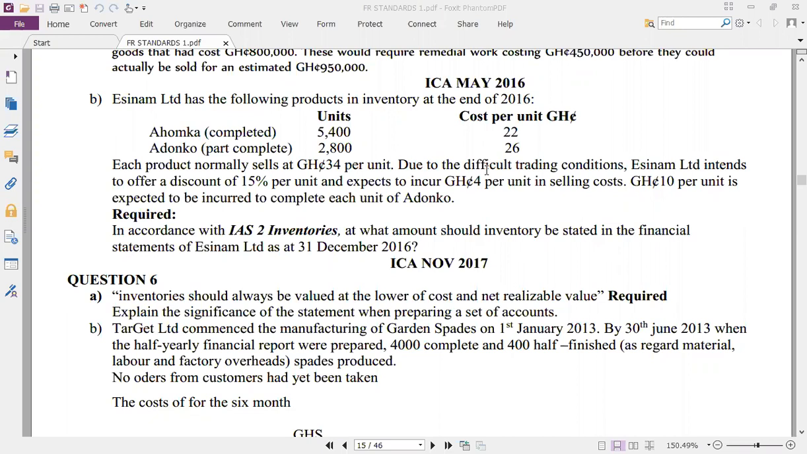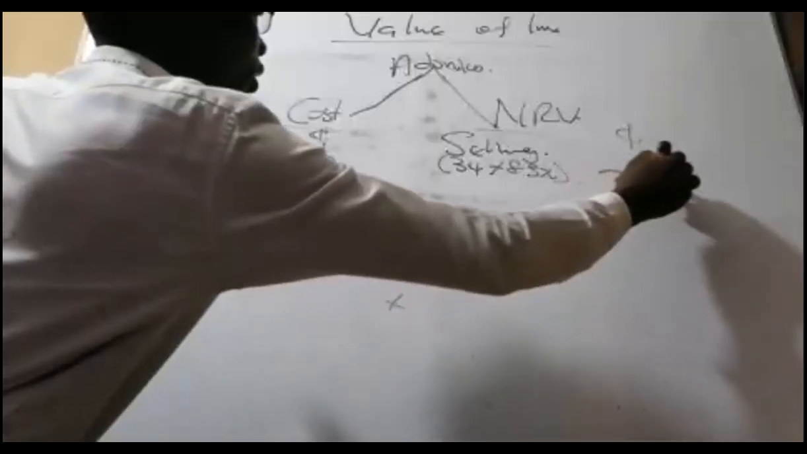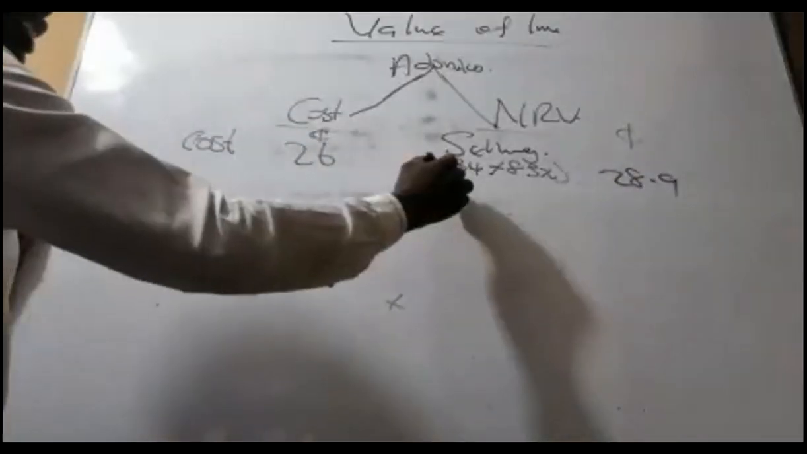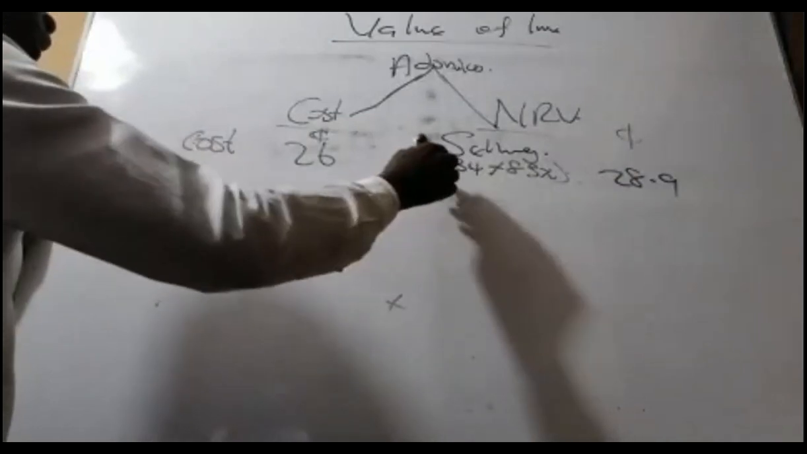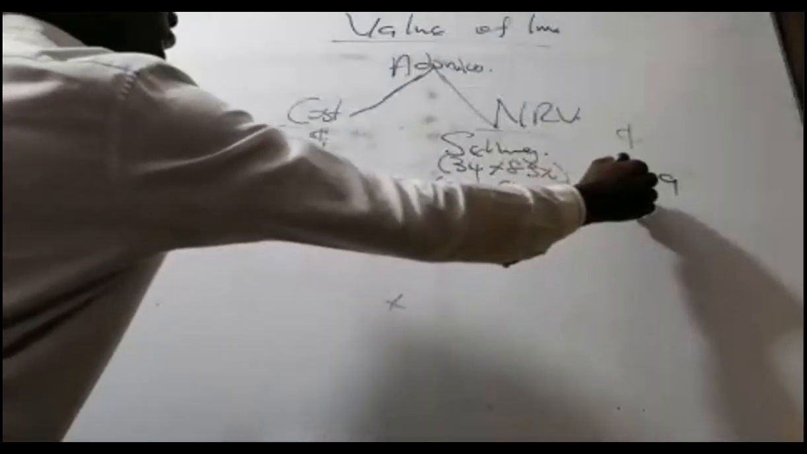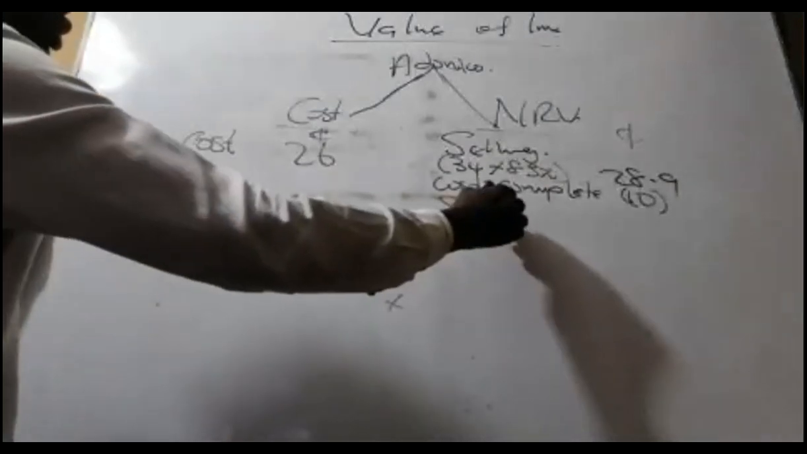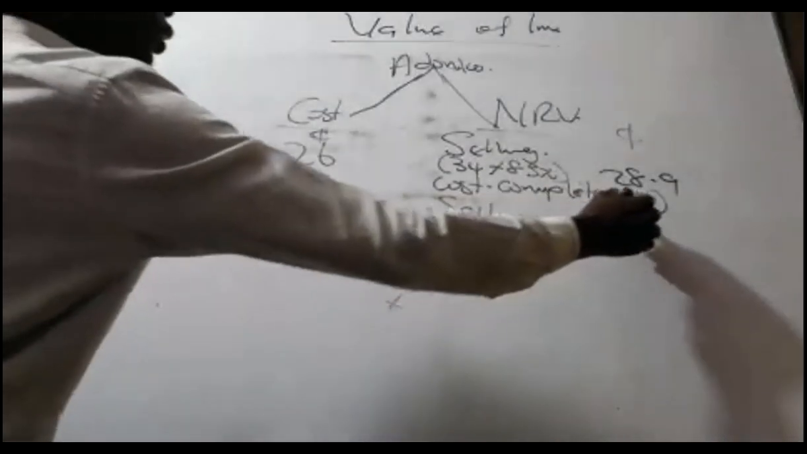Everything will be virtually the same. Selling cost will be 4, and the cost to complete is 10 cities. The difference is that here there's cost to complete of 10 Ghana cities and selling cost of 4. We are done. So here will still be the 28.9. And then here there's cost to complete, that's 10 cities, and then selling cost, 4 Ghana cities.